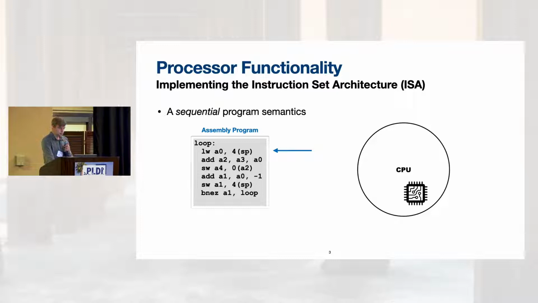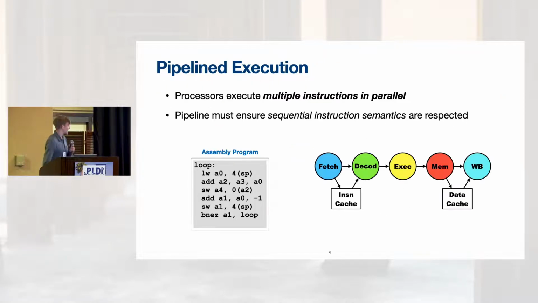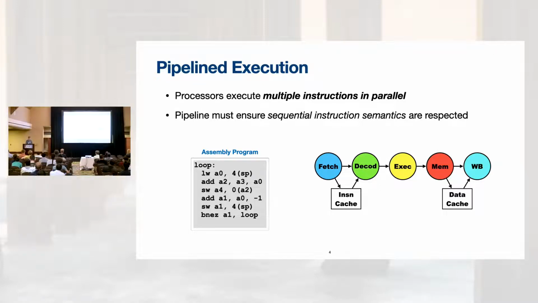In practice, though, processors are not this simple. They are decomposed into many pieces that are connected in a pipeline, each of which is a stage I've represented as a circle here. And these stages are running instructions in parallel. They're not actually doing, I'll run the load and then I'll run the add, then I'll run the store. No, they're doing them all at the same time. And it's the job of the hardware architect to ensure that all the optimizations they build in, all of this parallelism, is constrained to not violate those sequential instruction semantics.